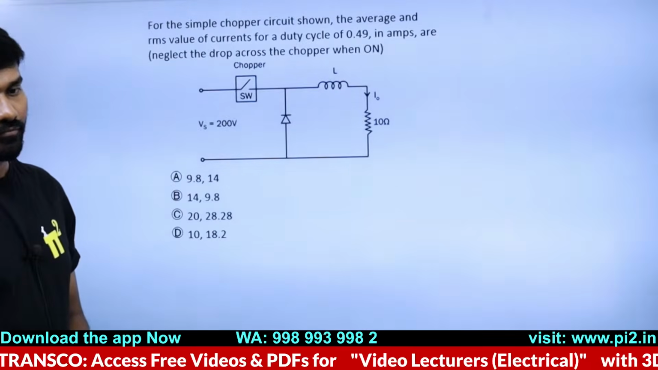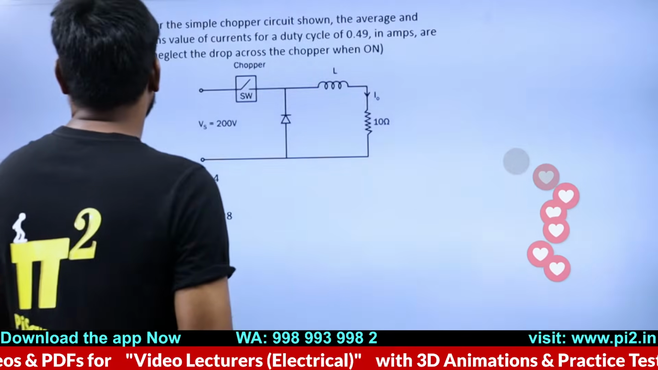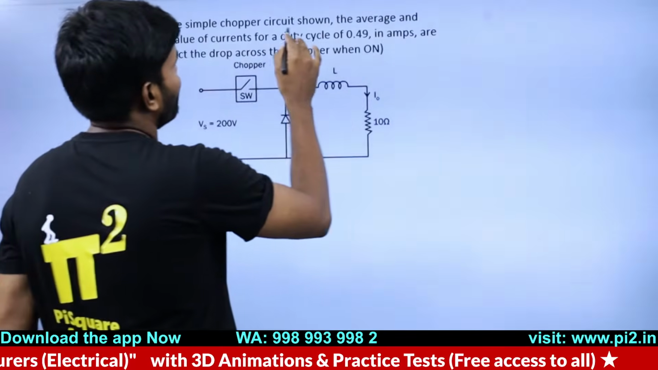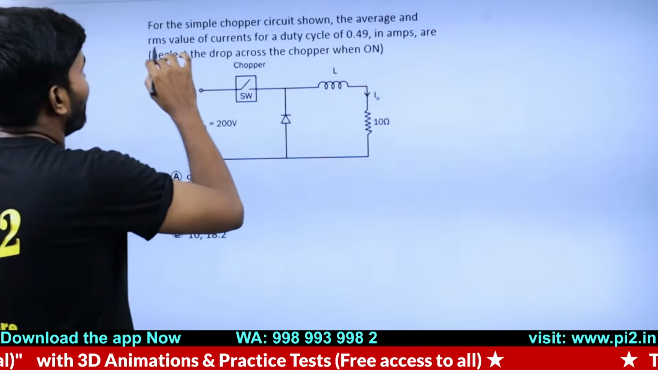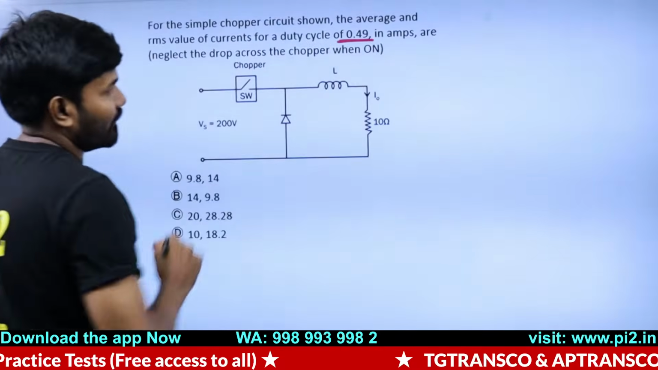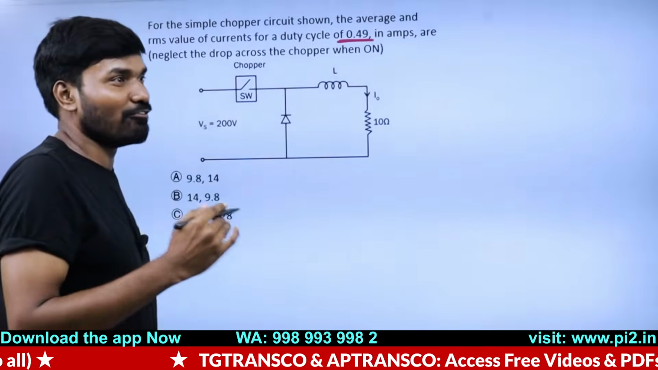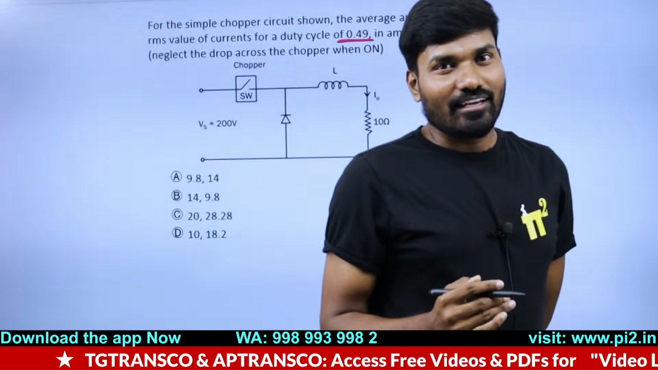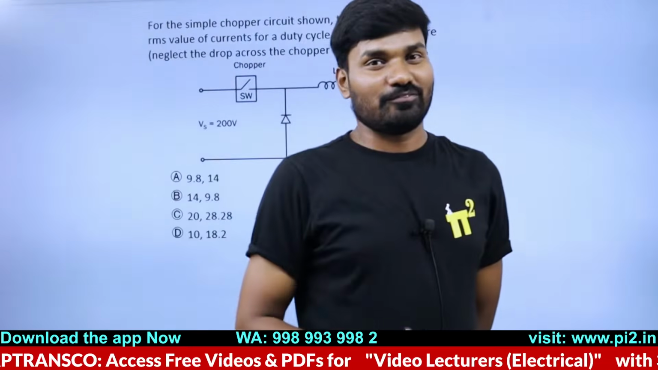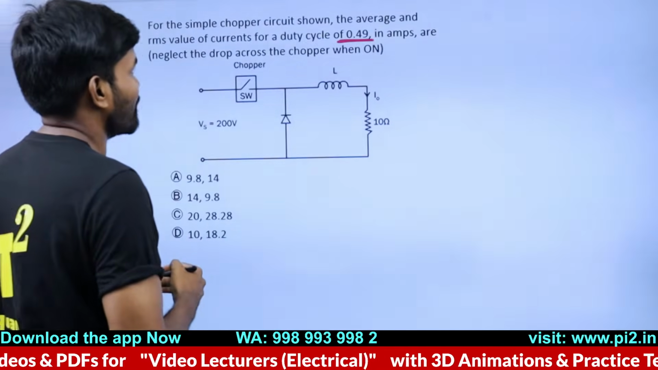It's easy. Madhu, you don't have to actually solve the entire question. It is asked for the simple chopper circuit shown, the average and the RMS value of currents for duty cycle 0.49. Whenever they are giving these kinds of awkward numbers, 0.49 and all, remember the one who set the paper is trying to help you. He's not trying to make it tough, he's trying to make it easier for you.